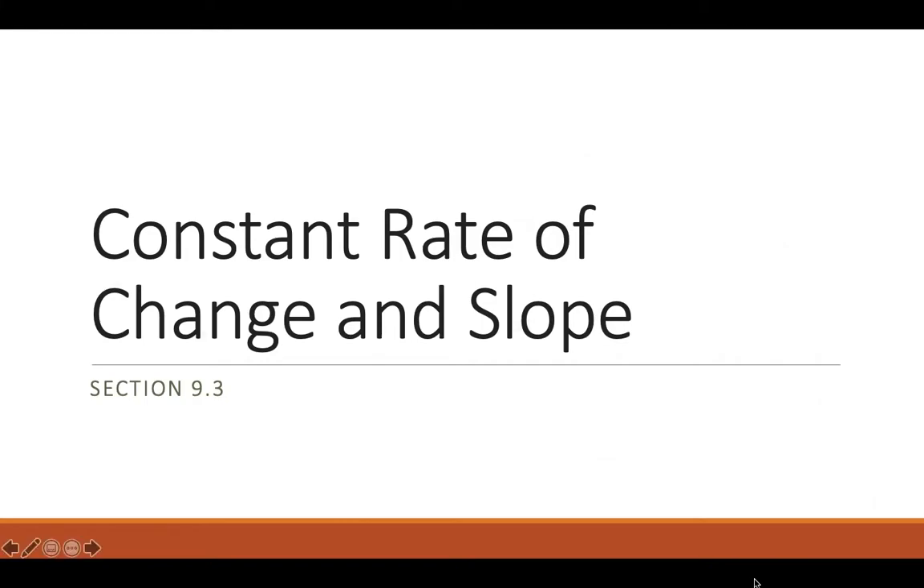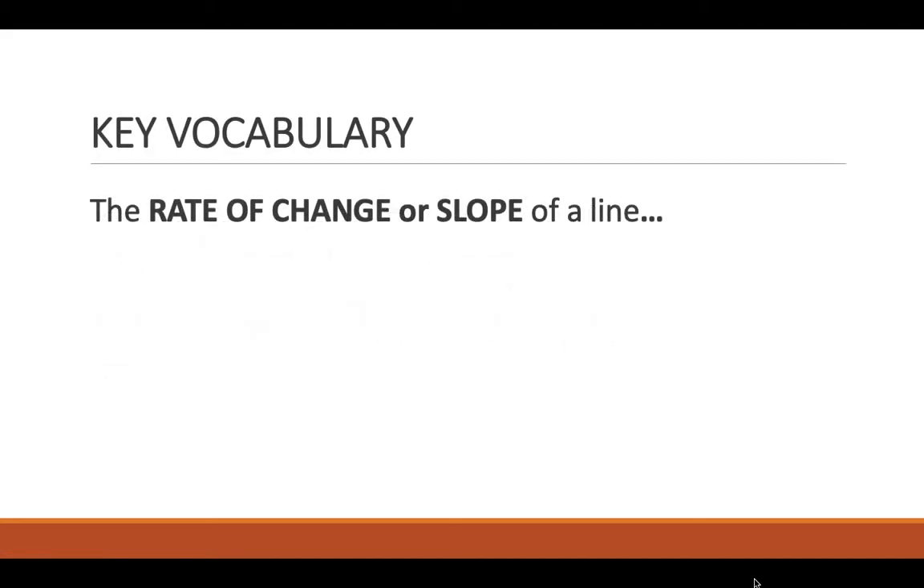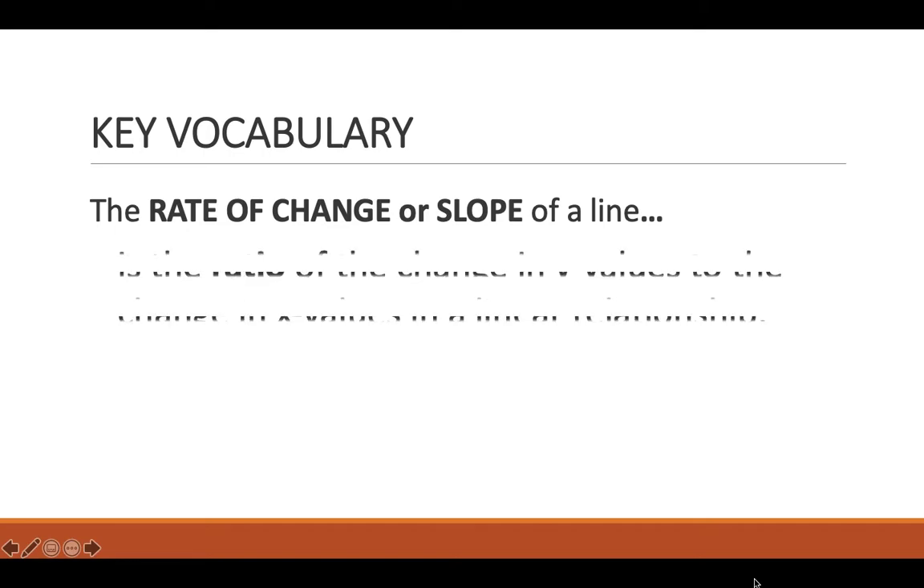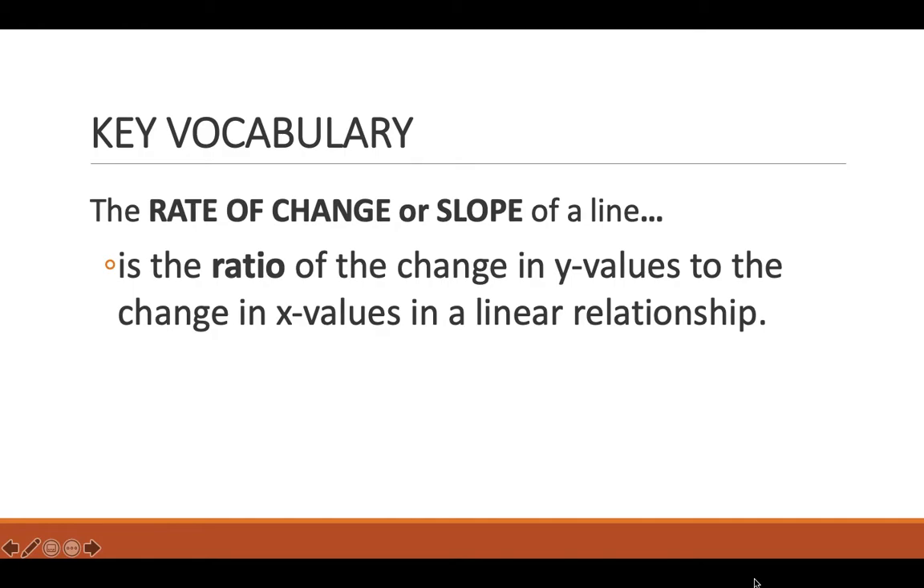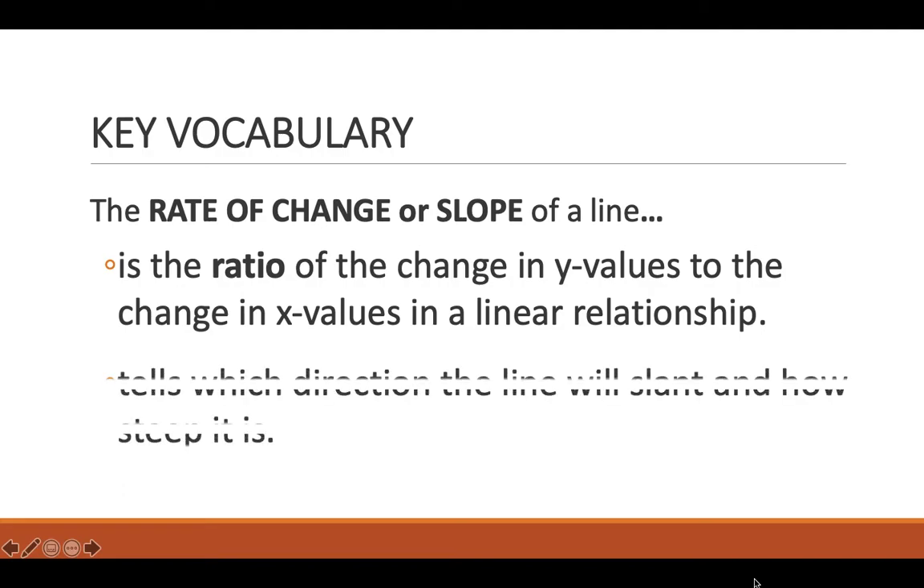Hey guys, in this video I am going to teach you how to find a constant rate of change and slope. So first of all, what does that even mean? The rate of change or slope of a line is the ratio of the change in y values to the change in x values in a linear relationship. That probably doesn't clear things up too much better, so let me simplify that a little bit for you.